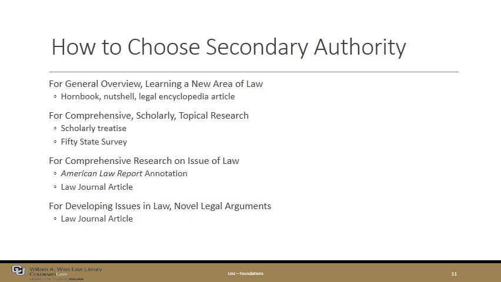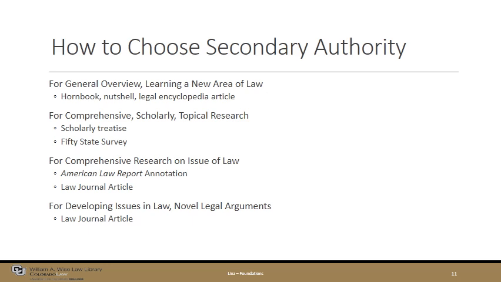area of law. If we're doing comprehensive research on a fairly narrow issue of law, we'd like to know all the resources that are available to us for this particular issue and all the authority that cites that particular issue. You can go to American Law Report annotation. That's what it's designed to do. It's a very, very useful resource for helping us identify and understand issues of law. Or you can look at a law journal article. Typically those would be written to suss out all the implications of a particular issue of law.